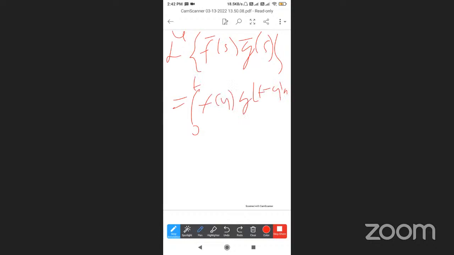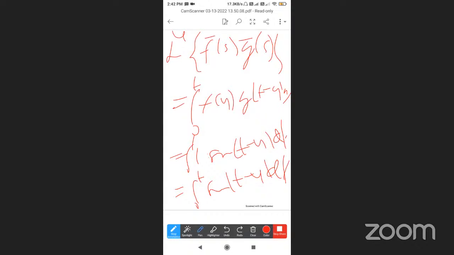So from 0 to t, f of u is equal to 1, and g of t is equal to sin t, so we get sin of t minus u du. So what is the integration? The integral from 0 to t of sin of t minus u du. What is the sin a minus b formula? Sin of t minus u, with a minus b: sin a cos b minus cos a sin b.